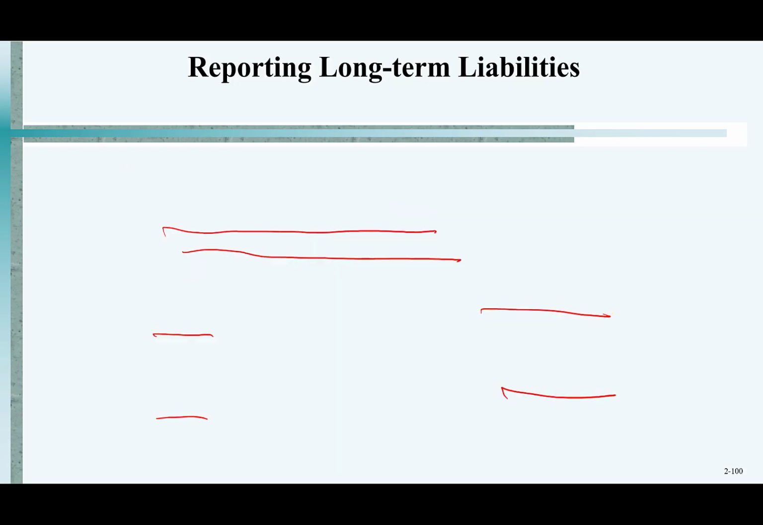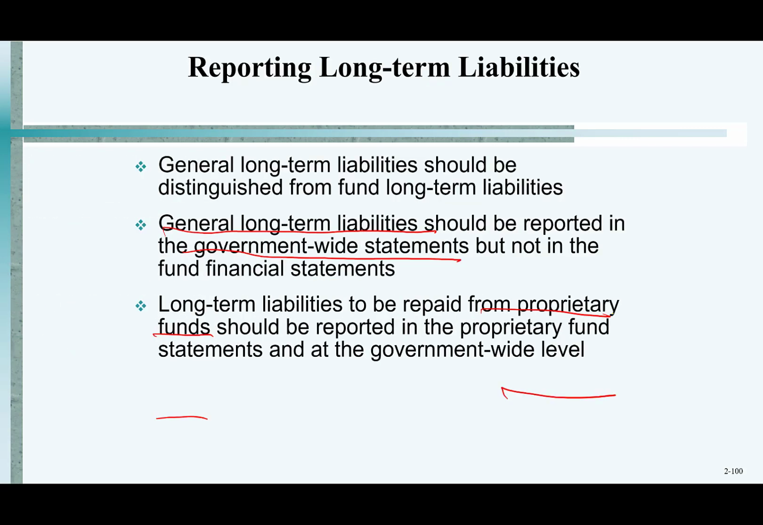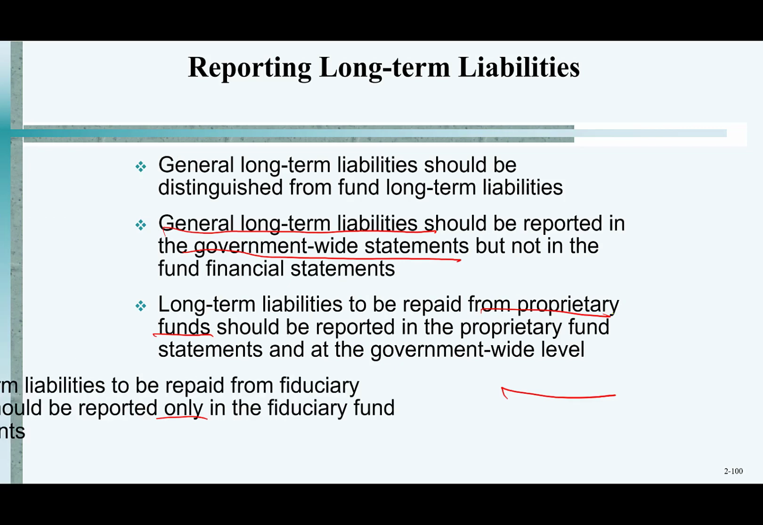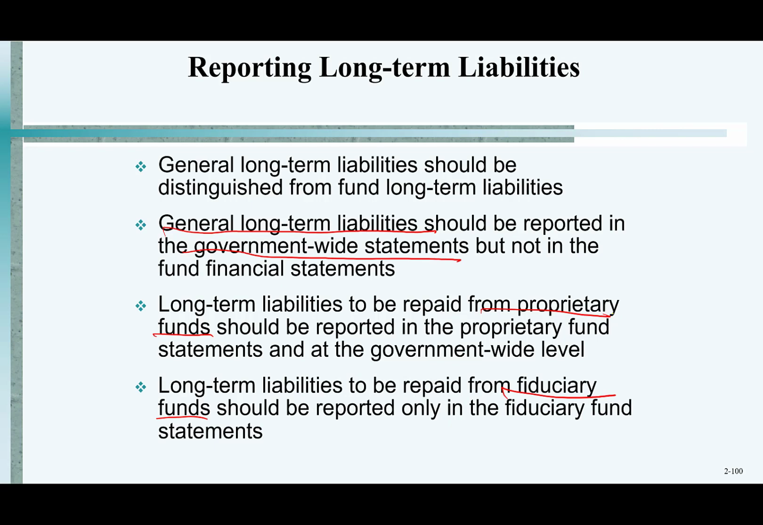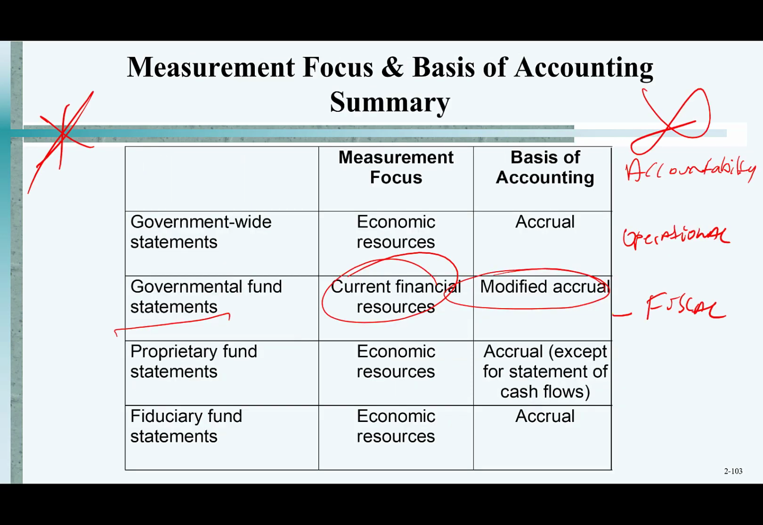Okay. Capital assets, long-term liabilities, right? For our what? Proprietary fund, fiduciary funds, and government-wide? Not the governmental funds. This is the slide, guys, that gives you what? Gives you the measurement focus and the basis of accounting. See the stars? Okay, and then what? For the accountability, operational accountability at the government-wide level, fiscal accountability for my governmental funds. So I could kind of scribble those in that other slide that I put all the stars on, but this sort of summarizes it right here.